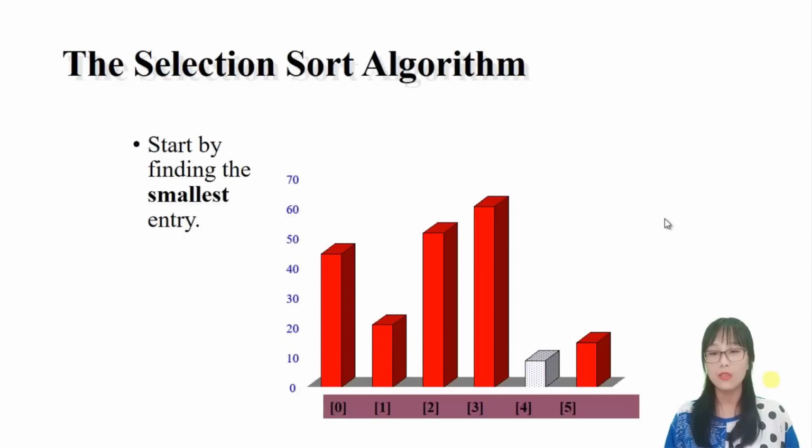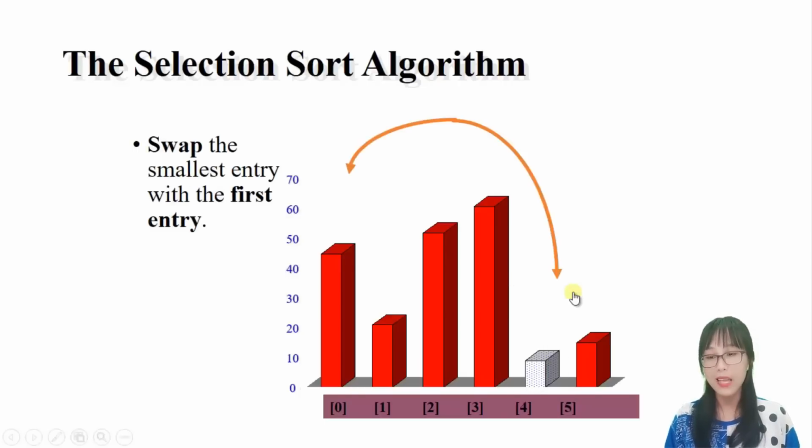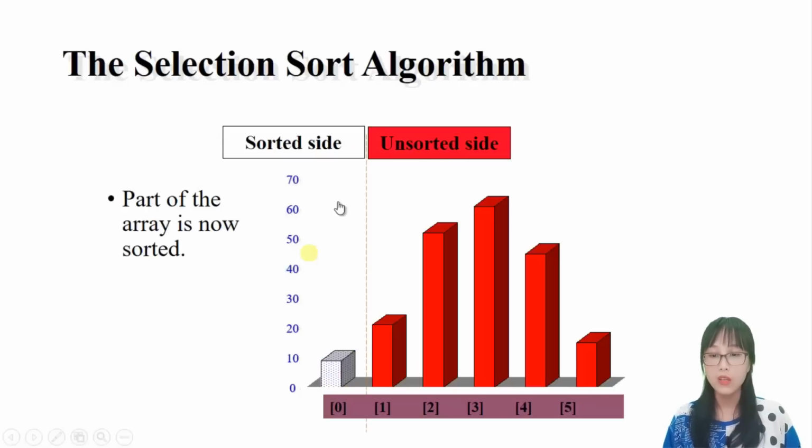The selection sort algorithm starts by finding the smallest entry. Swap the smallest entry with the first entry. Sorted side, unsorted side. Part of the array is now sorted.